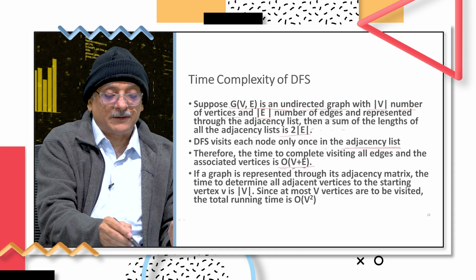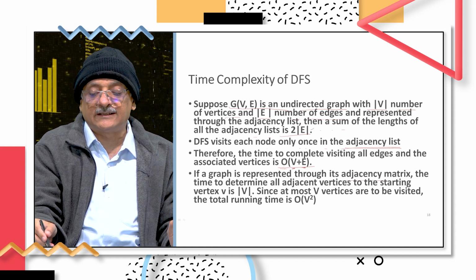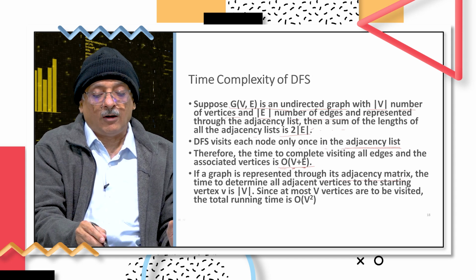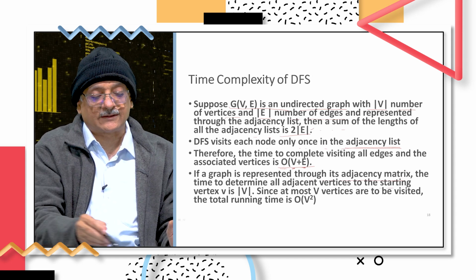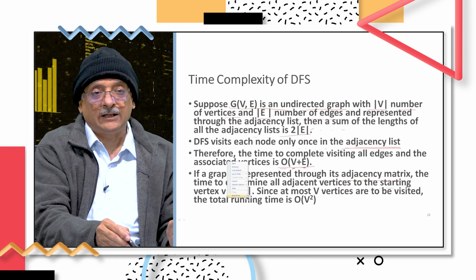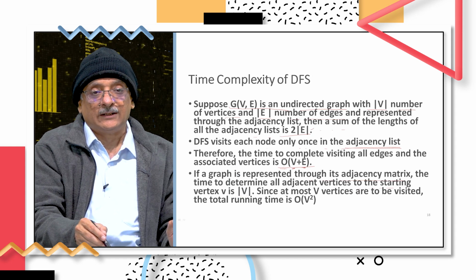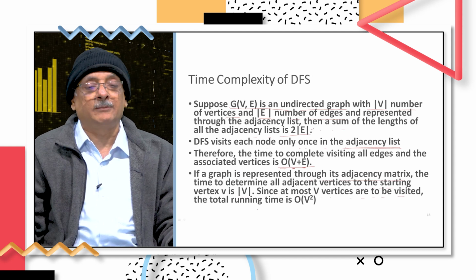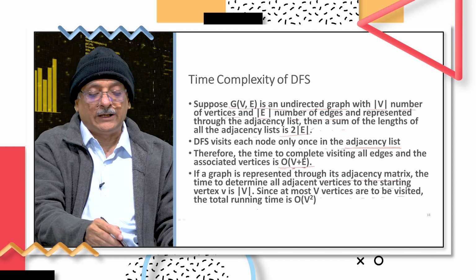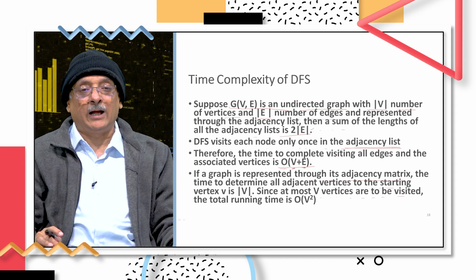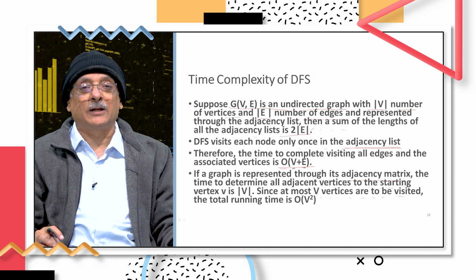If the graph is represented through its adjacency matrix, the time to determine all adjacent nodes to the starting node is of order V only. That is the number of nodes. Since at most V vertices are to be visited, the total running time will become V into V. So, it is order of V square, which is the size of the matrix which you have created in the representation.